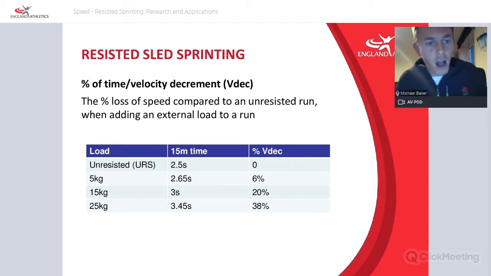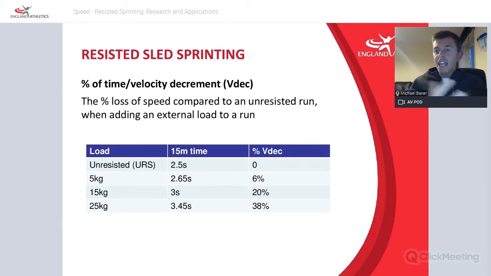I've just picked some arbitrary numbers here. For a 15-meter time, let's say an athlete runs 2.5 seconds. If we then put 5K of resistance on a sled and they run it in 2.65 seconds, that 5 kilograms of load would represent a 6% velocity decrement.